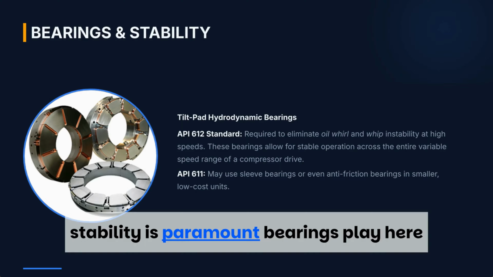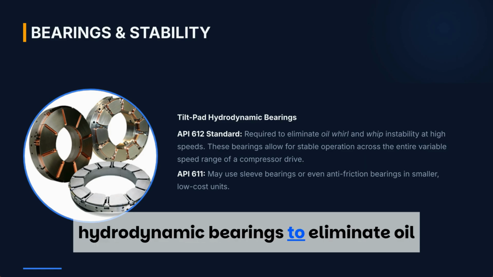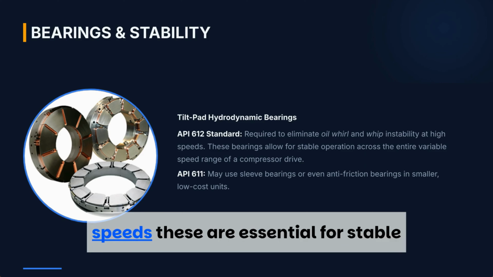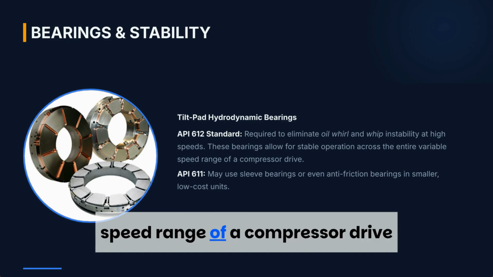Stability is paramount. Bearings play here an important role. API 612 requires tilt pad hydrodynamic bearings to eliminate oil whirl and whip instability at high speeds. These are essential for stable operation across the entire variable speed range of a compressor drive.